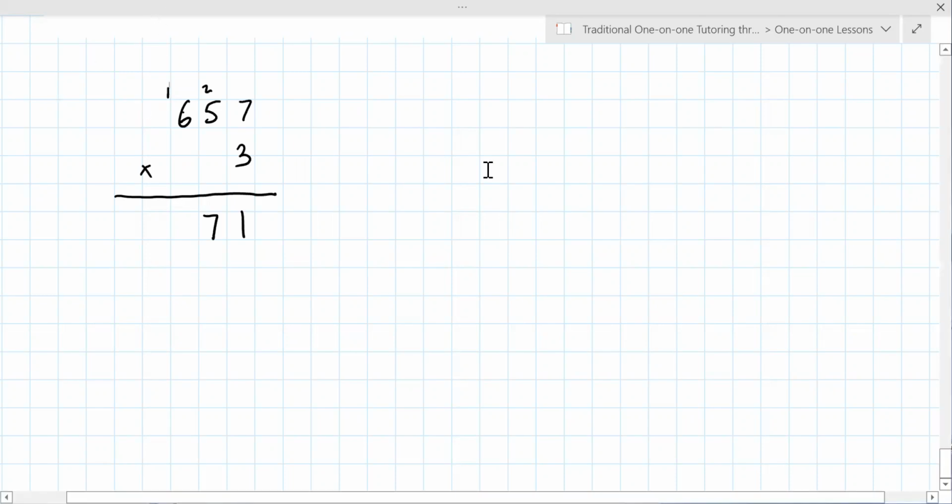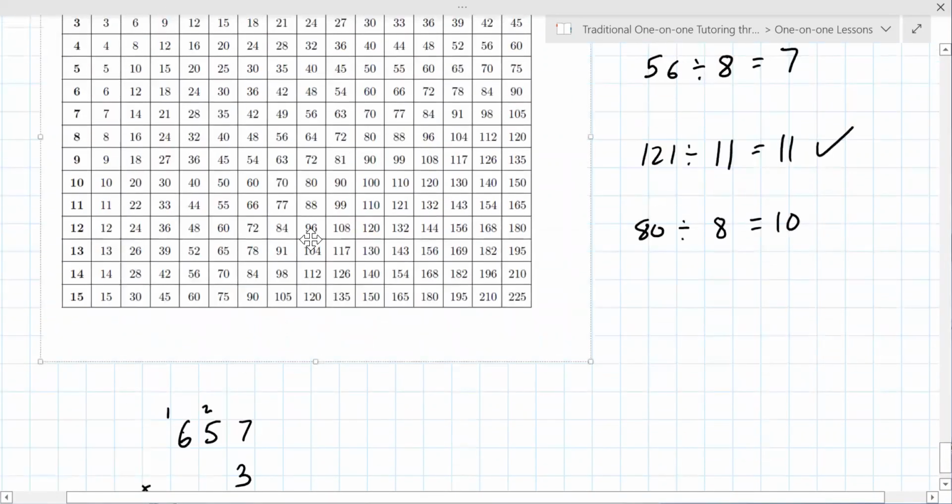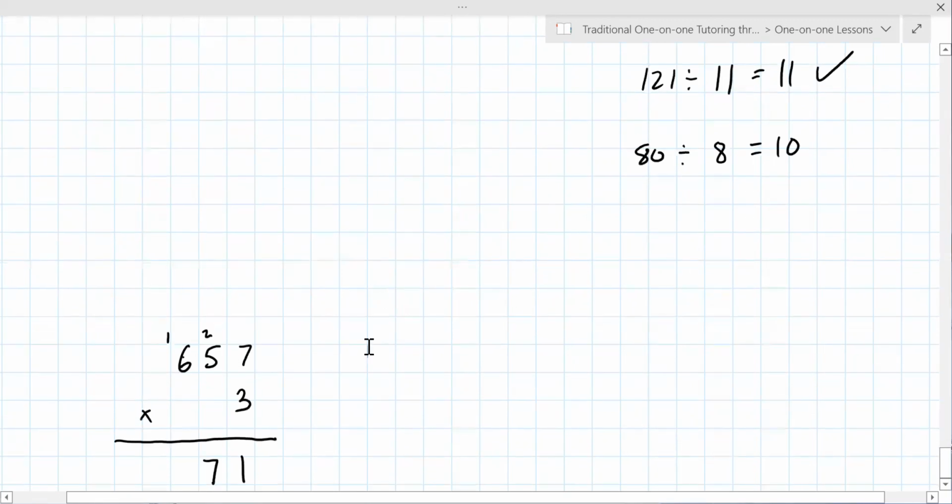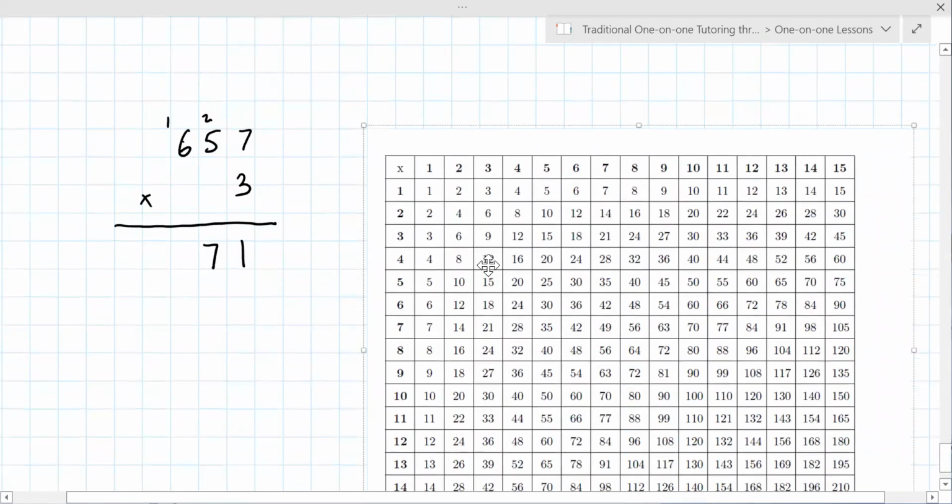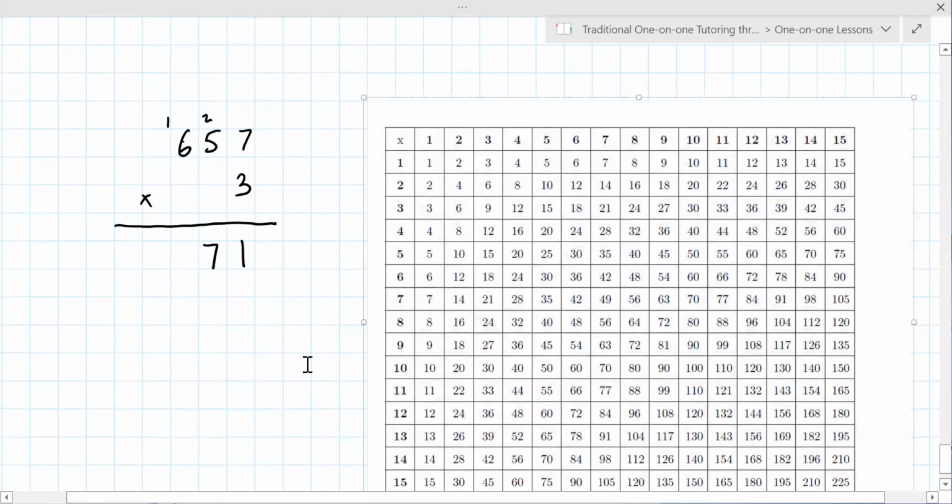You need that multiplication table. All right, here we go. What is 3 times 6? 18. 18 plus the 1 is 19. Okay, good.